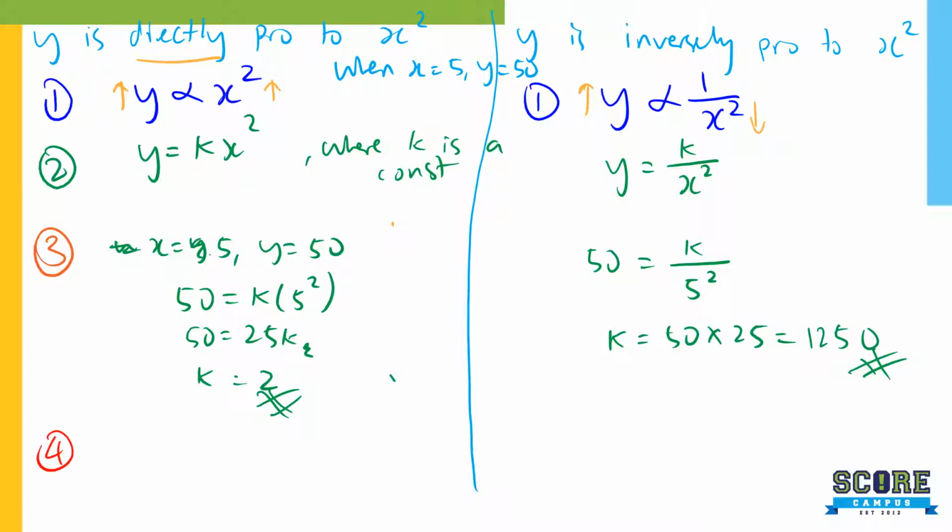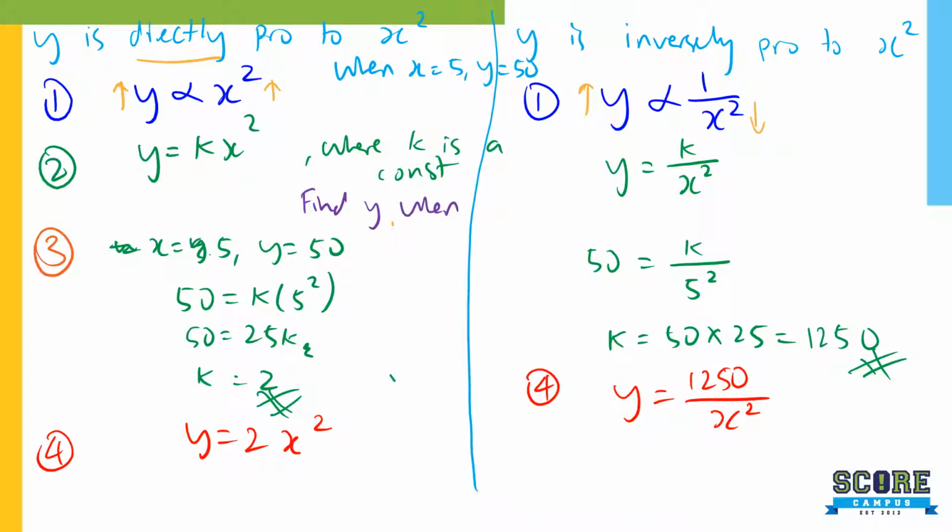Now to step 4, what you do is you write out the equation. So y equals 2x squared. Here, for the fourth step, y equals 1250 over x squared. And now you have your last part, and usually this is again the question: find y when x equals, let's put 20. Right, find y when x equals 20. That's usually part of the question. So this is the 5th step. As I promised you, steps 1, 2, 3, 4, and the last step you find your answer.